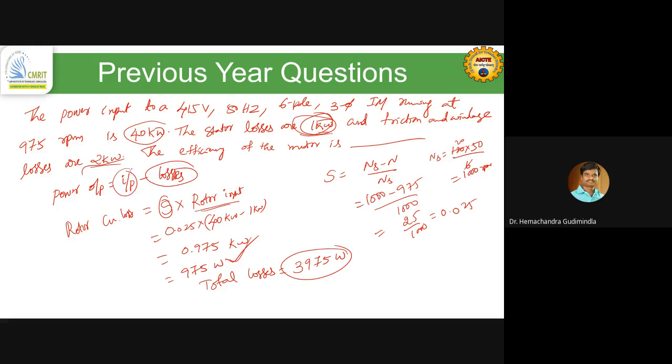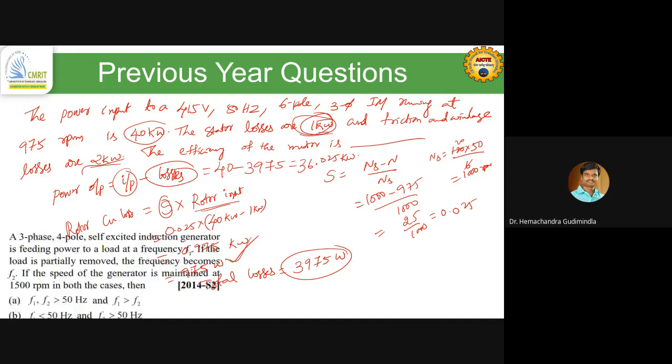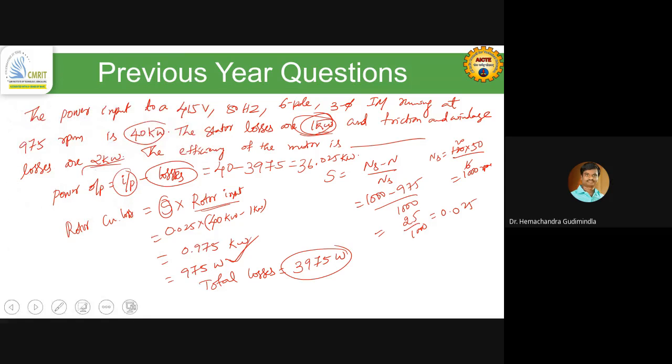Power output is input minus losses. That is, input is 40 kilowatt minus 3.975. How much will we get? So 40 minus 3.975, we will get 36.025 kilowatts. Then the efficiency. What is the efficiency? Efficiency is output by input, that is 36.025 divided by 40.